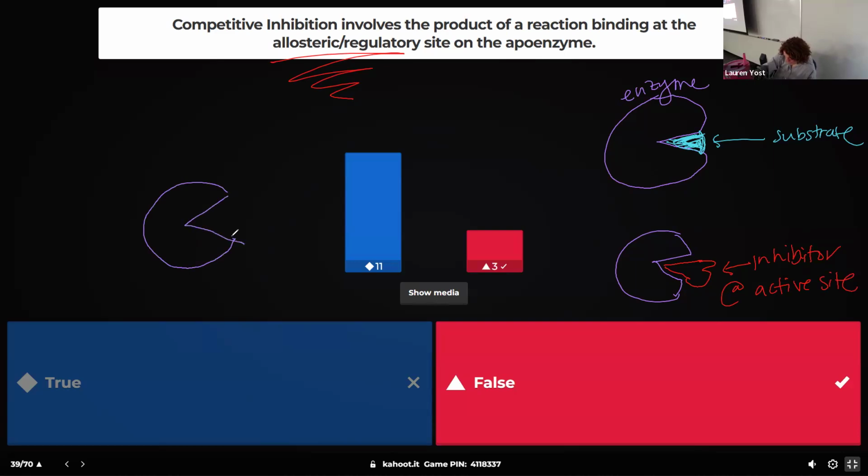However, imagine you have your enzyme, you take an inhibitor and it binds somewhere else, and that causes your enzyme to close up. It can't bind the substrate because this thing bound somewhere else and caused the protein to change shape. This is called non-competitive inhibition. We're not competing for the active site. And the site where the non-competitive inhibitor binds is called the allosteric or regulatory site.